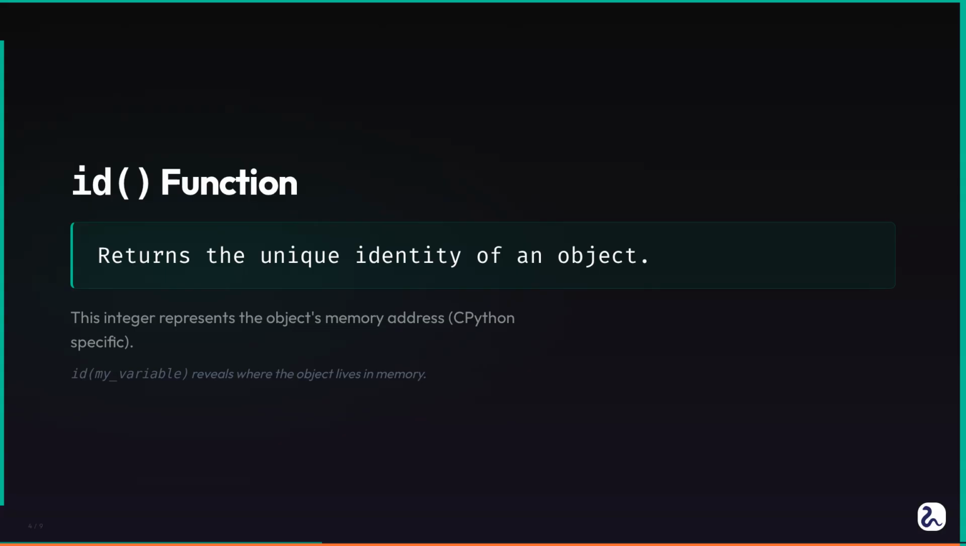When you run this code, you will get output similar to this. You see the value 42. Then you see a large integer, something like 140737351954384. That is the unique ID, the memory address, of the integer object 42. And finally, you see that its type is class int. This confirms that my_number is just a label pointing to an integer object in memory.